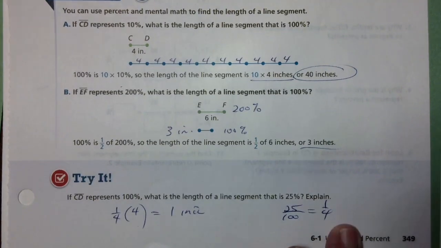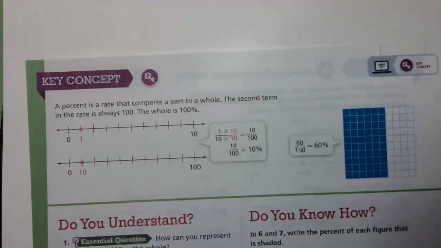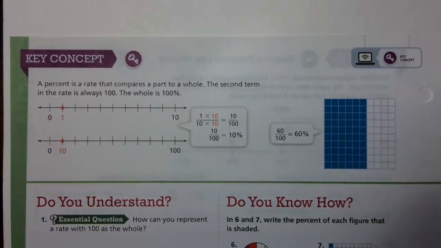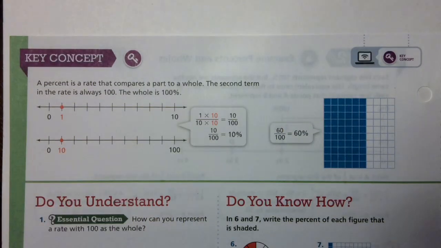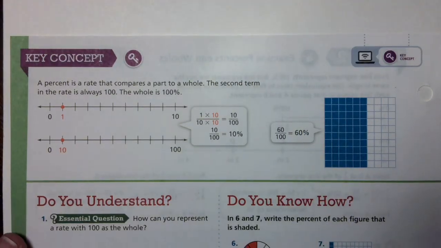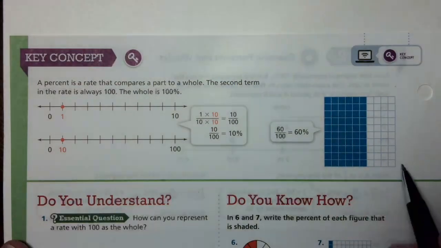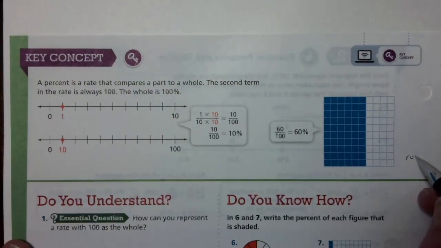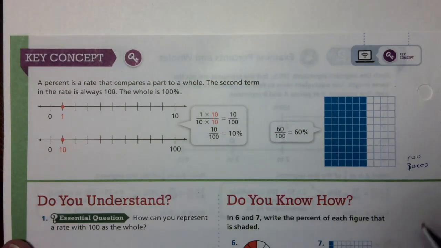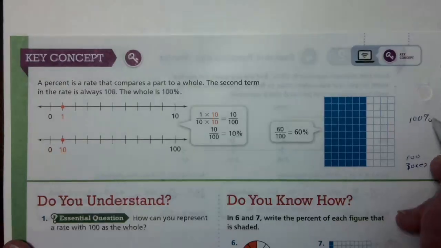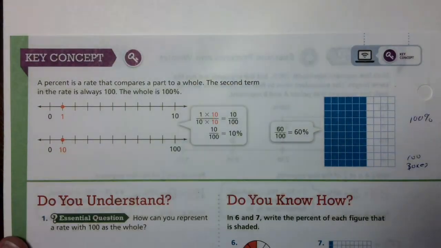All right. Turn your paper over. Key concept at the top of the page. A percent is a rate that compares a part to a whole. The second term in the rate is always 100. The whole is 100%. So this is 1, 2, 3, 4, 5, 6, 7, 8, 9, 10 boxes this way, 10 boxes this way. This is 100 boxes, which means 100%. The whole thing is 100%.